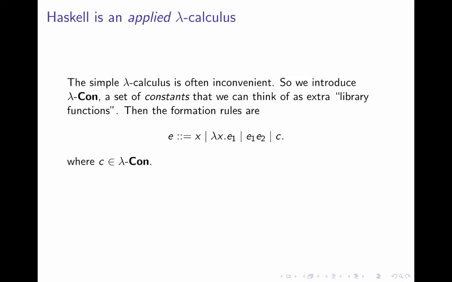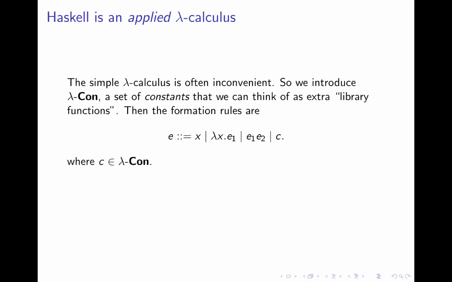What's this all got to do with Haskell, you might ask? Well, it's got a lot to do with Haskell. Haskell is just the lambda calculus, but the simple lambda calculus is inconvenient. It's much smaller than any actual programming language. It's not a programming language, it's a programming model, but if we want a programming language, we need more features.